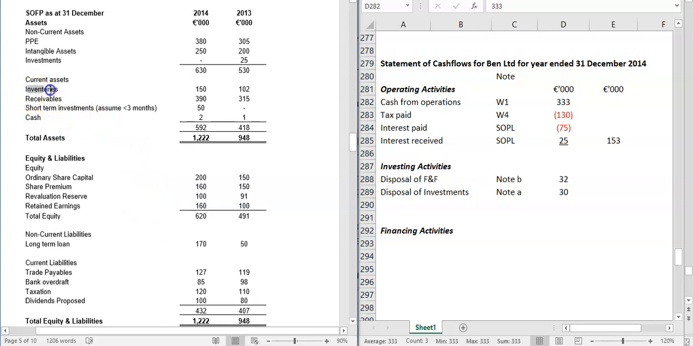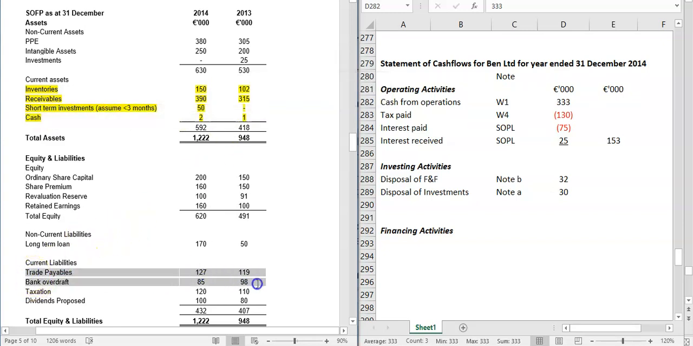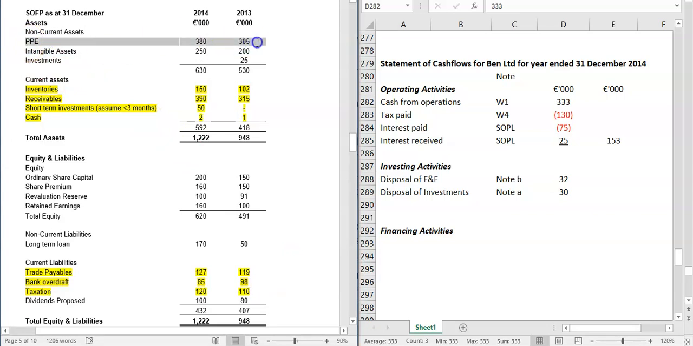So I've explained inventories and receivables, short-term investments and cash. All of these are done already. These were in the working capital adjustments. These were calculating the final answer. So I'm finished with them, no problem. I've already explained trade payables, bank overdraft and taxation. So I highlight those. I haven't fully explained PPE yet. I've only explained accumulated depreciation. So I have to get to that again.